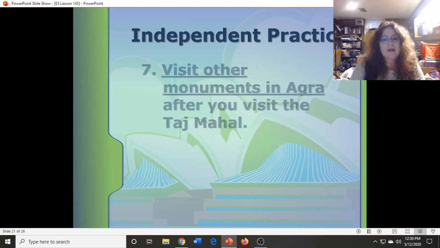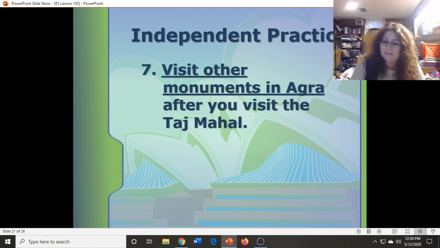Number 7, visit other monuments in Agra after you visit the Taj Mahal. Find the subordinating conjunction. After. Look at the underlined words: visit other monuments in Agra. There is no subordinating conjunction at the beginning, and it could stand alone as a sentence, so it is independent.